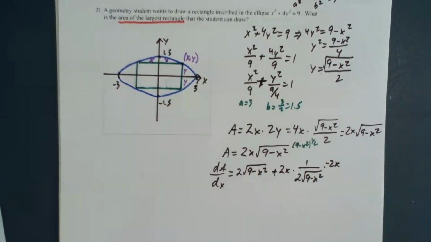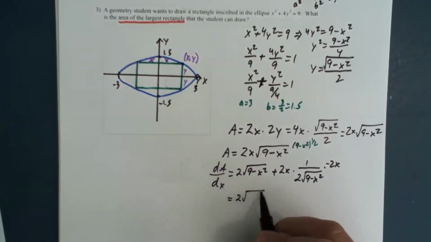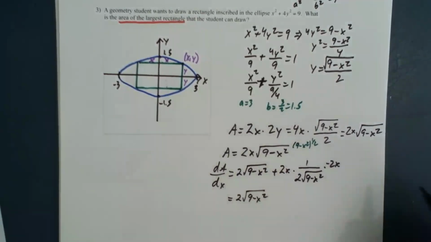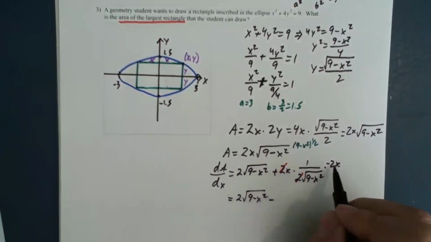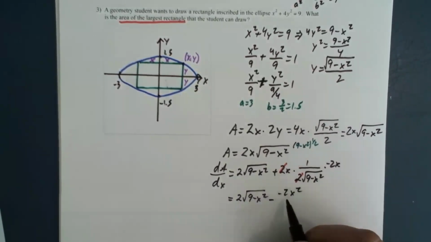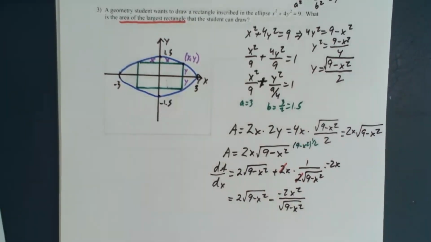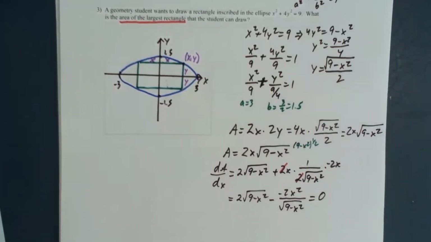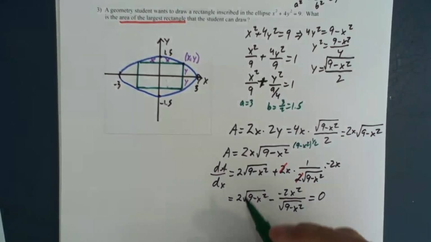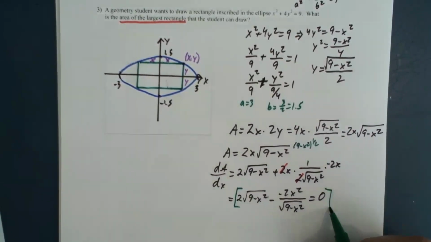So let's clean this up a little. You'll notice one of those 2's reduces out. And we are left with minus 2x squared, x times x, over the square root of 9 minus x squared. And we are now going to have to set that whole thing equal to 0. So what I'm going to do is multiply through by the LCD, which is the square root of 9 minus x squared.